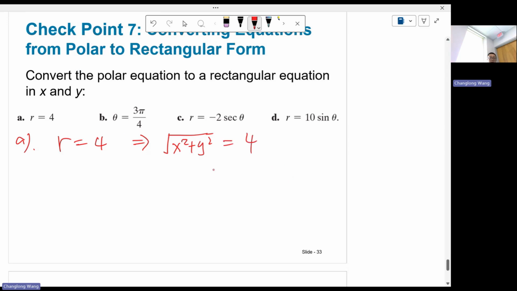And technically speaking, you're done. But no one's going to leave an equation with the radical, because you could have just squared both sides to get x squared plus y squared equals 4 squared. Now, again, if you have thought about the equation for a circle centered at the origin with a radius of 4 in terms of x and y, is this the form you're looking at?